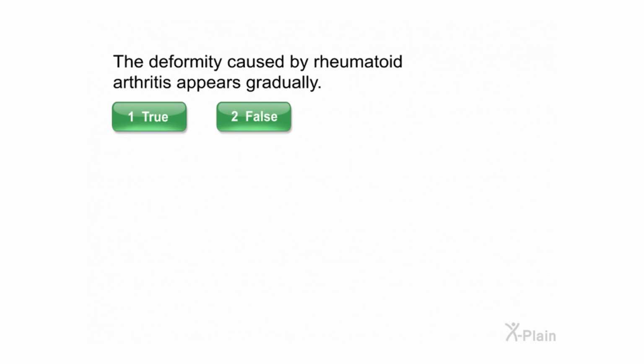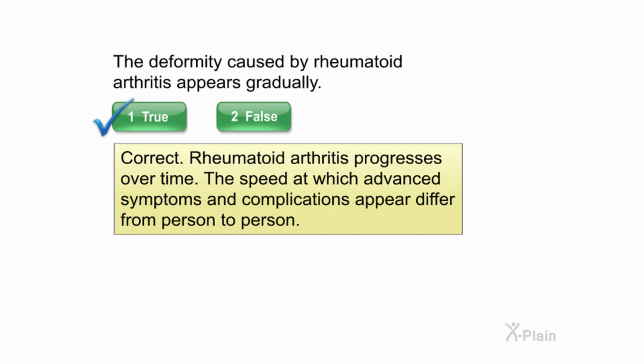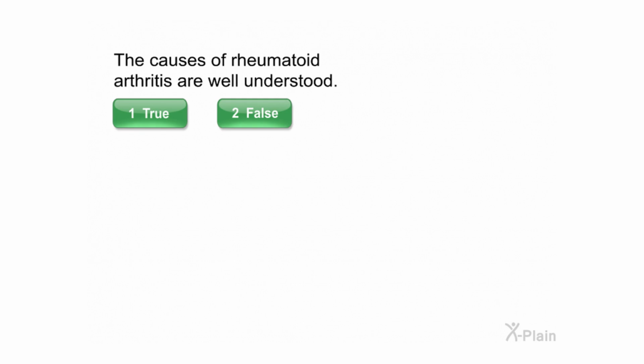Select true or false. Correct. Rheumatoid arthritis progresses over time. The speed at which advanced symptoms and complications appear differs from person to person. The causes of rheumatoid arthritis are well understood.